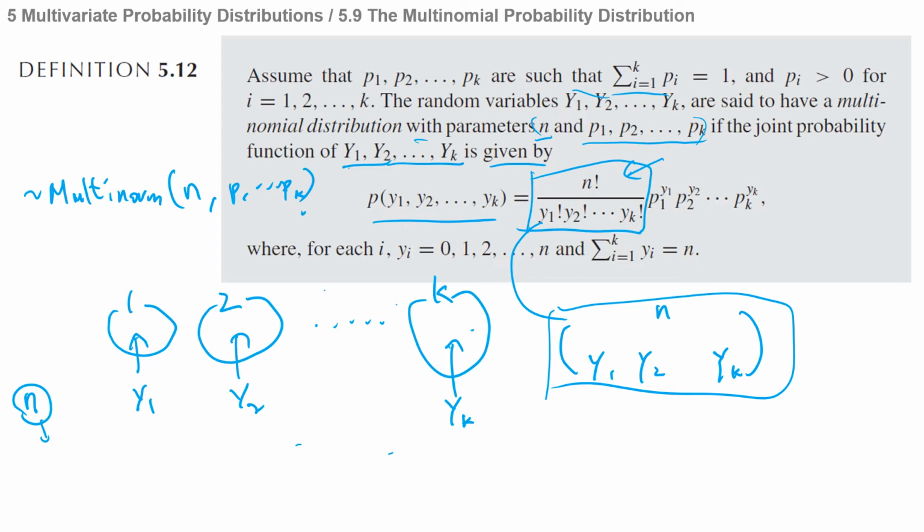And for that simple event, the related probability is p_1 to the y_1, p_2 to the y_2, p_k to the y_k. So this is why the joint probability function is given this way, where for each i, y_i equals 0, 1, 2 to n, and the sum of y_i from i equals 1 to k equals n. Okay.